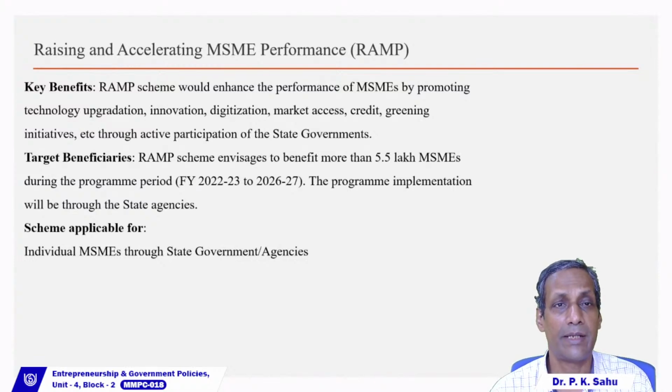Next come the key benefits of this particular scheme. The RAMP scheme would enhance the performance of MSMEs by promoting technology upgradation, innovation, digitization, market access, credit, green initiatives, etc. through active participation of the state governments. Which beneficiaries does it target? The RAMP scheme envisages benefiting more than 5.5 lakh MSMEs during the program period from 2022-23 to 2026-27. The program implementation will be through the state agencies. The scheme is applicable for individual MSMEs through state government or agencies.